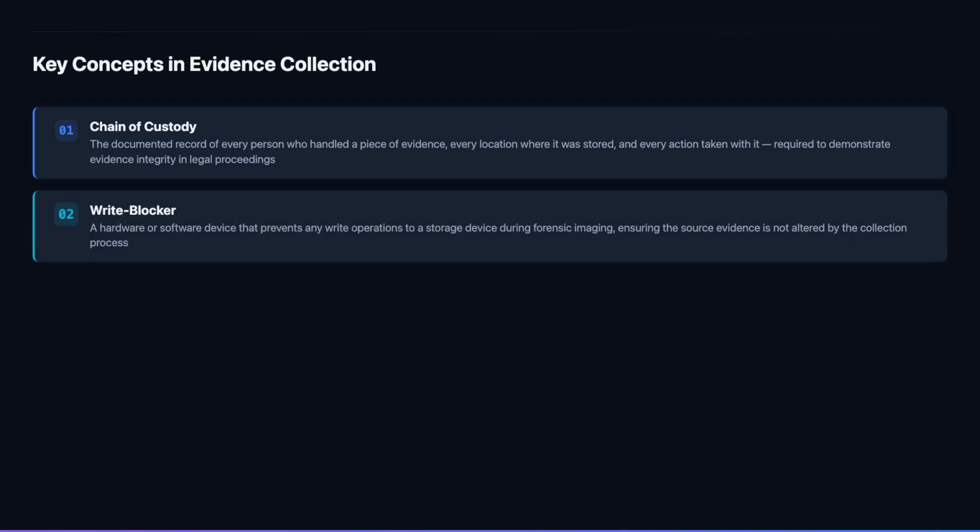The discipline of maintaining chain of custody from the outset is far simpler than attempting to reconstruct it later from memory. The need for write blockers arises from the fact that many standard operating system operations, including simply mounting a disk volume to read it, can modify file system metadata on the source media.